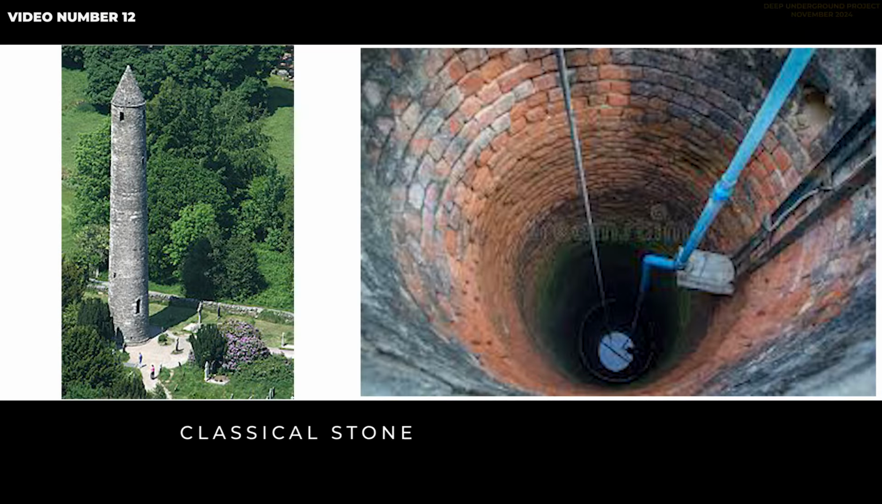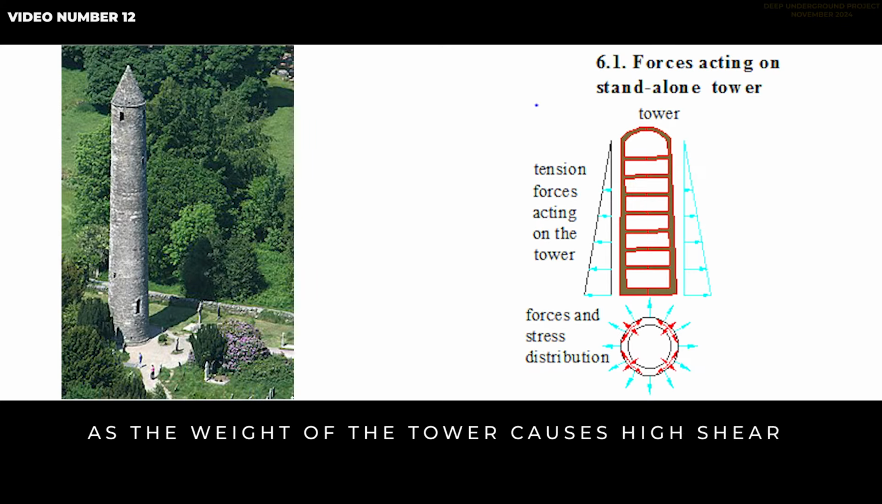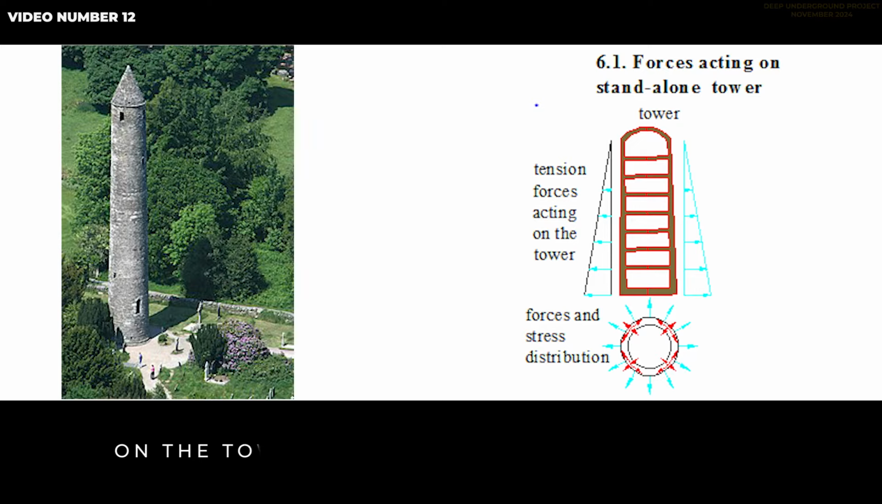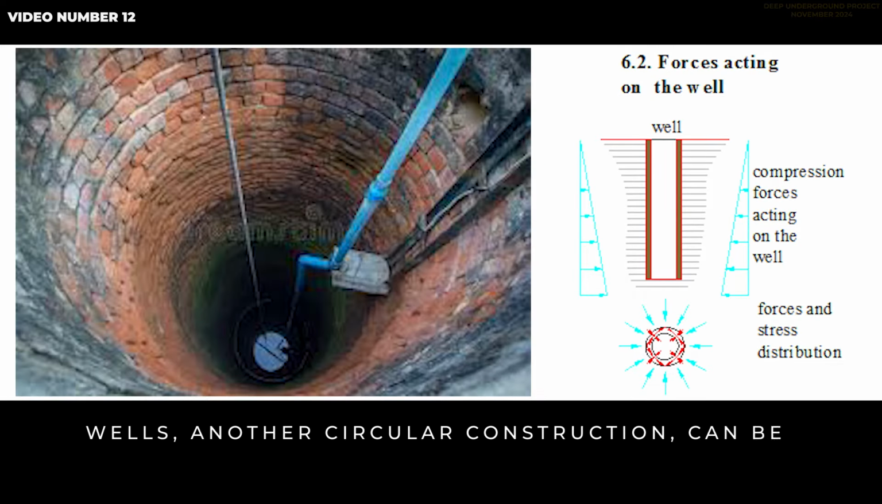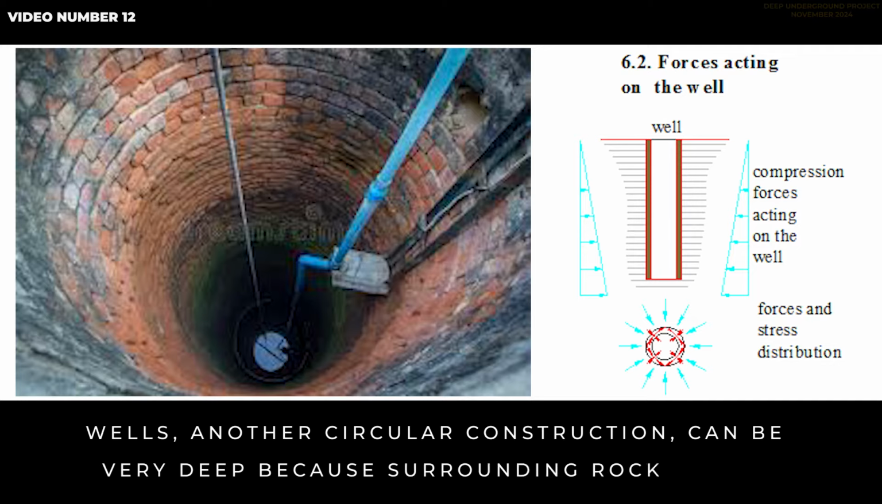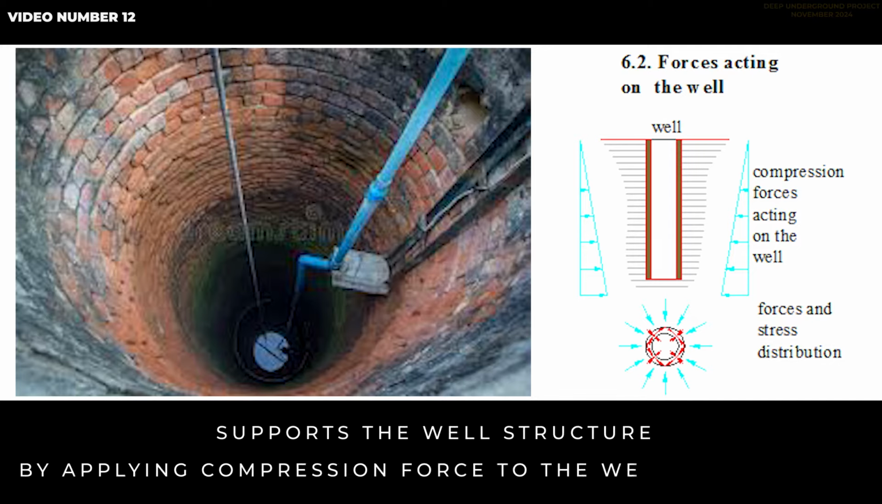Let's first look at the difference between two constructions, the tower and the well. Classical stone towers are often circular constructions that are not particularly high, as the weight of the tower causes high shear and tensile overload on the tower construction at the bottom. Wells, another circular construction, can be very deep because surrounding rock or soil supports the well structure by applying compression force to the well boundaries.